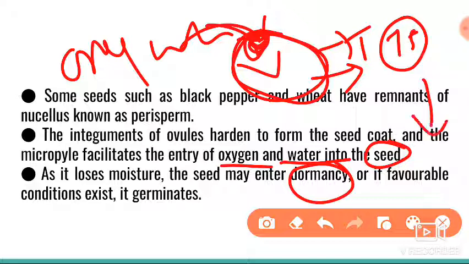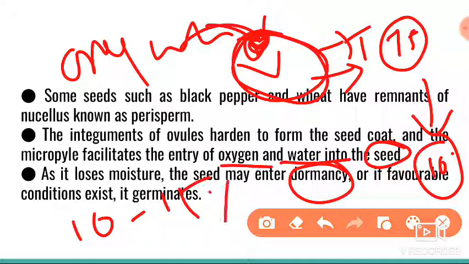After complete maturation of the seed, only 10 to 15% of water remains here. All the remaining water is going to be lost by the seeds, and they will undergo such a condition.